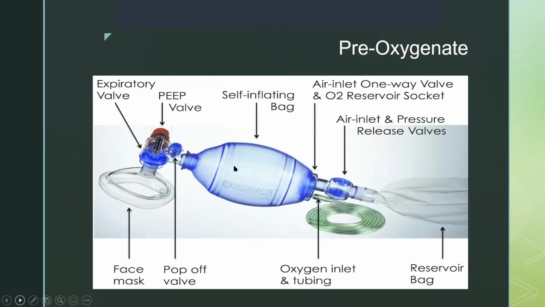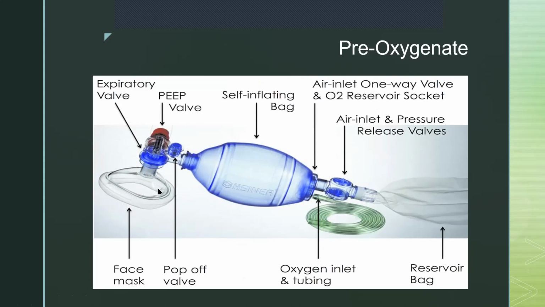Go to the next slide. This you guys should all know. That's a bag-valve-mask setup. You have the mask, which should be correctly fitted to the patient's face. You have the main bag, you have the reservoir bag at the back, you have all the little things that go along with it. You have the PEEP valve. PEEP is positive end-expiratory pressure, so in other words, it keeps a little bit of pressure in the lungs.